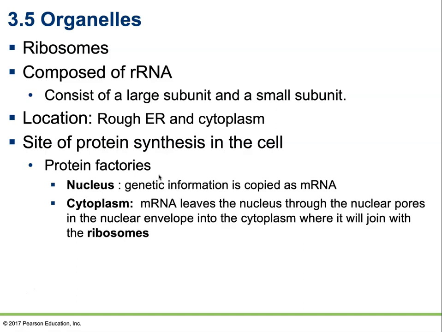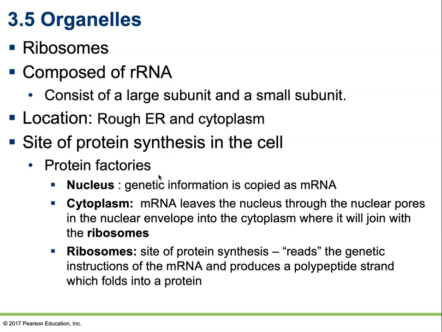That mRNA is actually then going to leave the nucleus through those nuclear pores that we've already mentioned. The mRNA leaves the nucleus through those nuclear pores in the nuclear envelope, and it goes into the cytoplasm. In the cytoplasm, it's going to join up with a ribosome, either a ribosome attached to rough ER or ribosomes free-floating in the cytoplasm. Doesn't matter, they're going to have the same purpose, and that is to turn those genetic instructions into actual physical proteins.